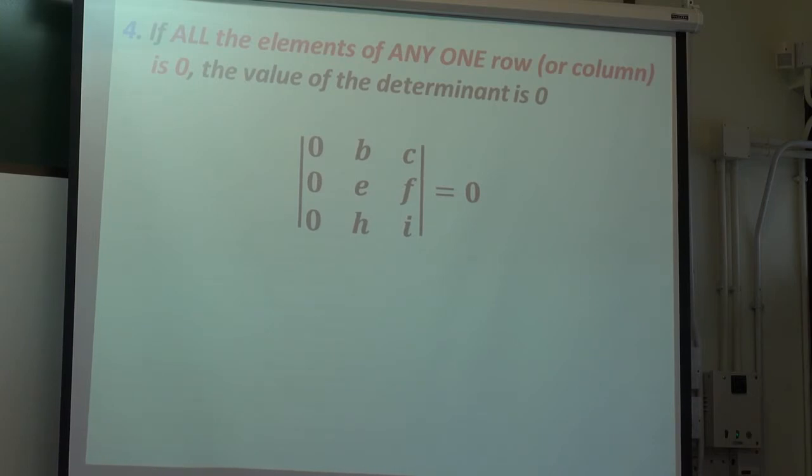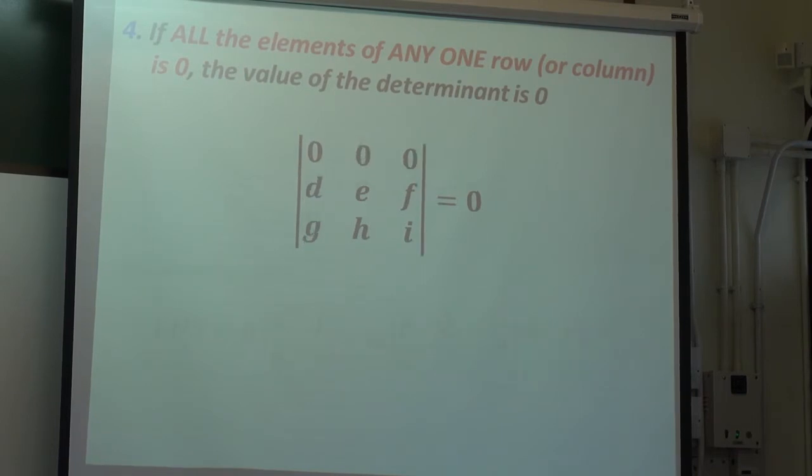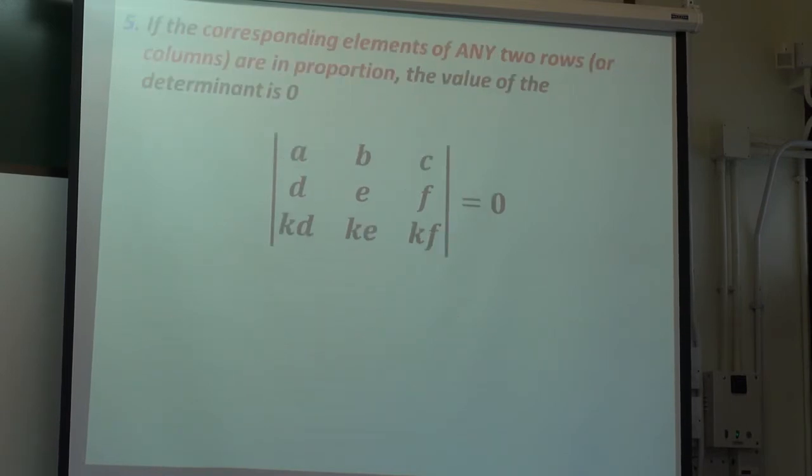Do I need to prove? No, right? Okay, so it's all obvious. You just choose that column or row, and you got 0, definitely. Okay? Now comes to the fifth one, right?